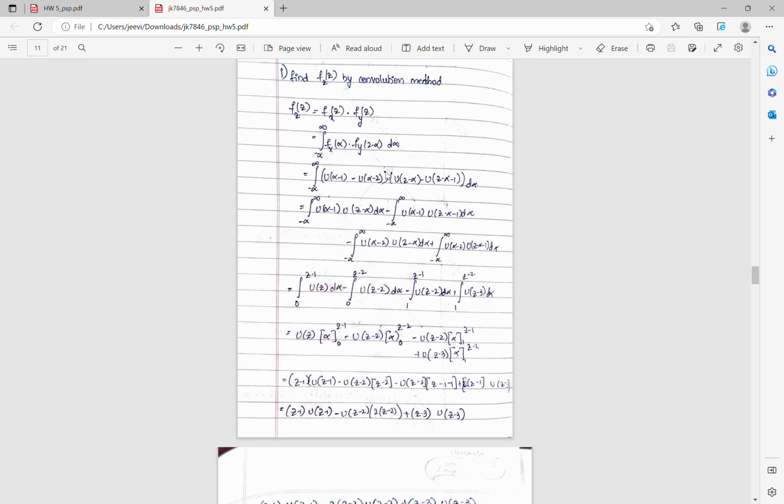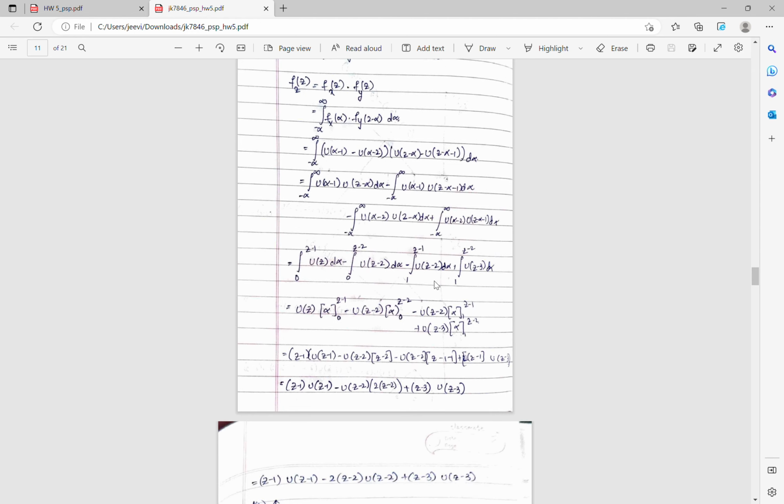Therefore, if we separate these terms, we get the integral from minus infinity to infinity of u of alpha minus 1 into u of z minus alpha d alpha, minus the integral from minus infinity to infinity of u of alpha minus 1 into u of z minus alpha minus 1 d alpha, minus the integral from minus infinity to infinity of u of alpha minus 2 into u of z minus alpha d alpha, plus the integral from minus infinity to infinity of u of alpha minus 2 into u of z minus alpha minus 1 d alpha.